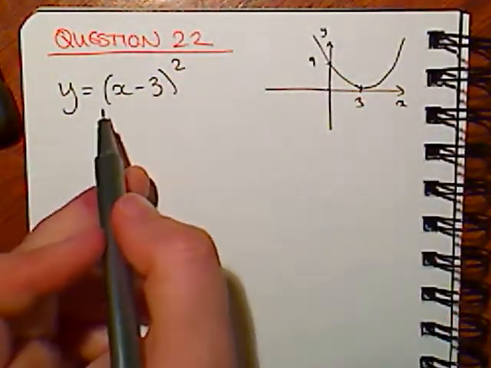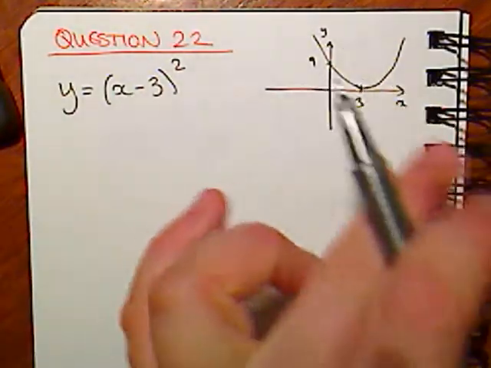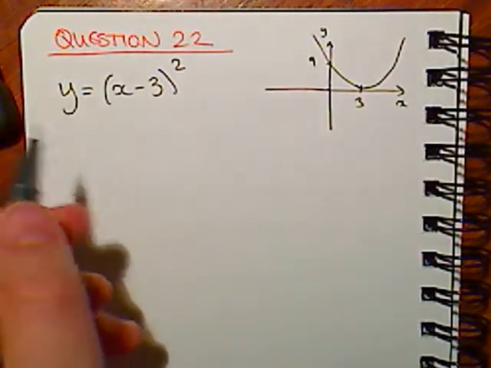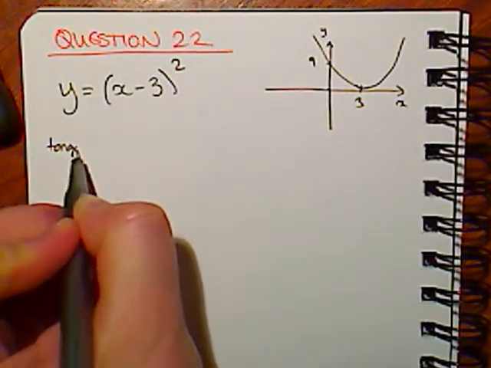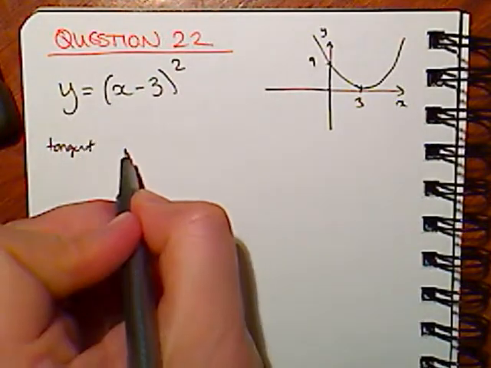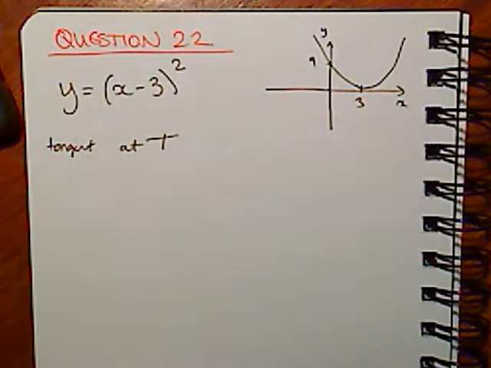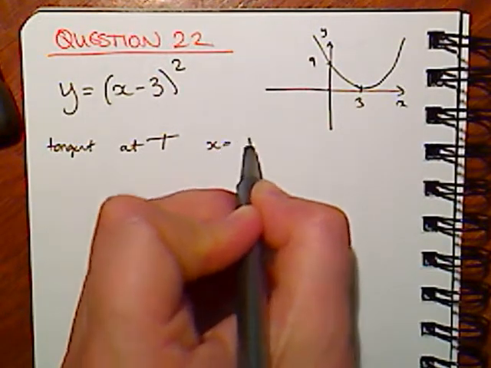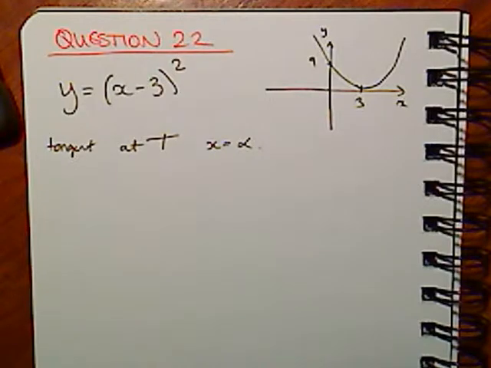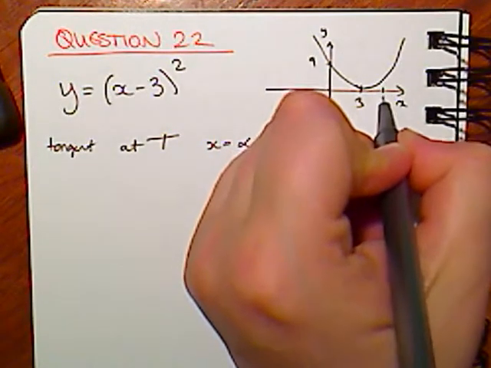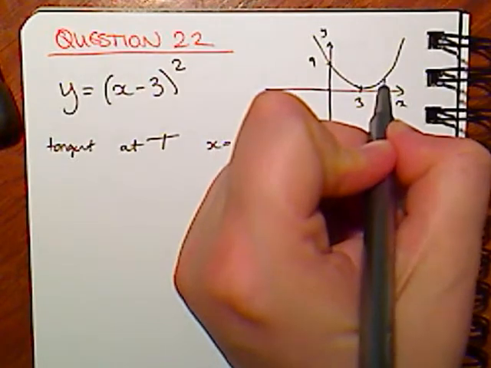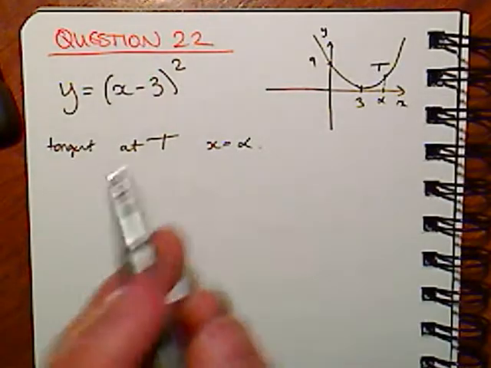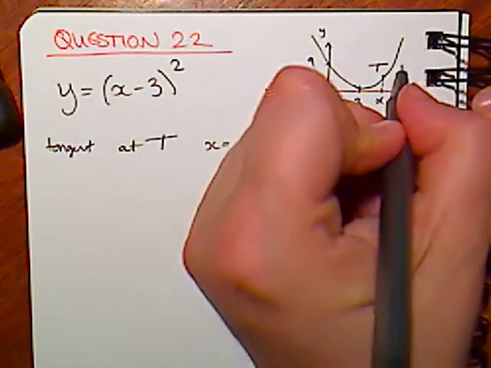You need to be able to pretty much connect functions to a bit of a visual image or an idea fairly quickly. Now we want to find the equation of the tangent to this parabola at the point T, where x equals alpha. So we've got some point somewhere, alpha. It gives a point T on the curve, and that is where we want to find the equation for a tangent.